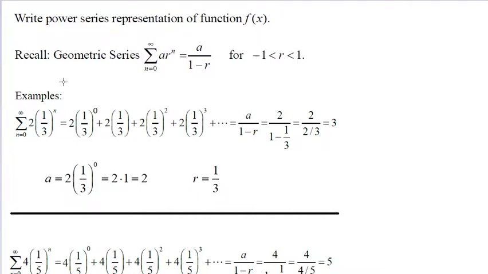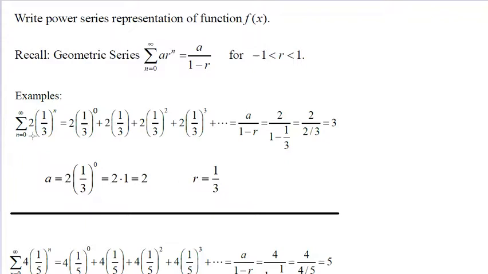Here we want to do what's called power series representation of a function f of x. So recall that a geometric series is an infinite series of this form. And remember that this geometric series converges to a divided by 1 minus r, as long as r, the common ratio, is between negative 1 and 1, and a is the first term.